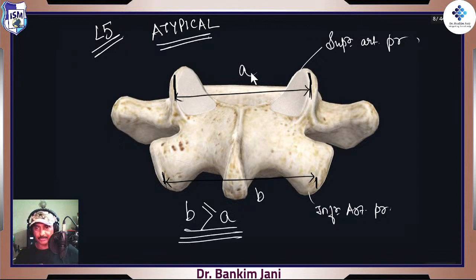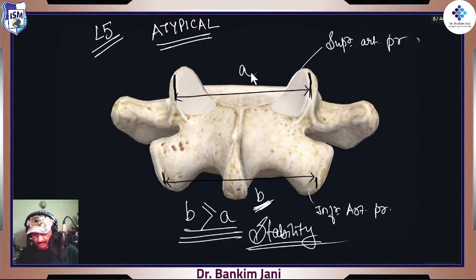I think this will be sufficient, because it gives stability. It is for stability. So that's the reason: the distance between the inferior articular processes is equal to or greater than the distance between the superior articular processes.